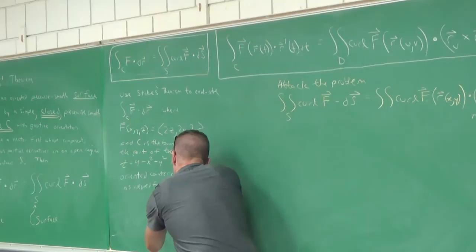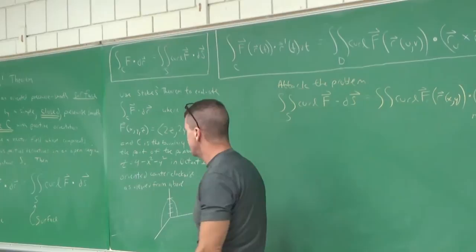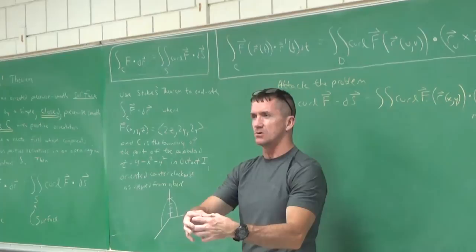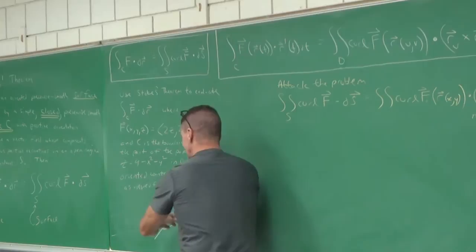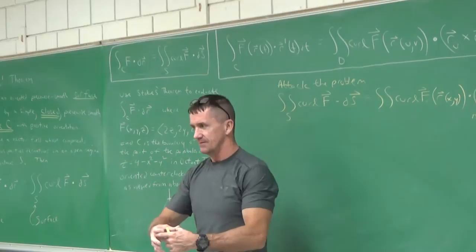It's an open circular paraboloid that hits the xy plane. But right here, they don't want the full circle. They only want the quarter circle that's in octant 1, just that part, not all the way around. You have the full circle that hits the xy plane.